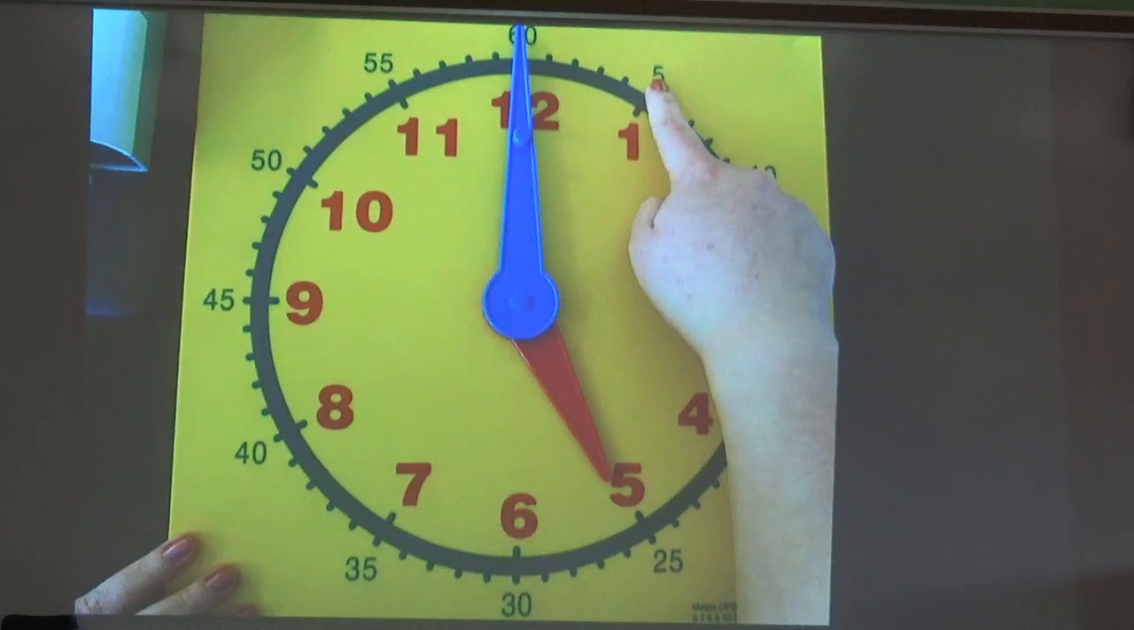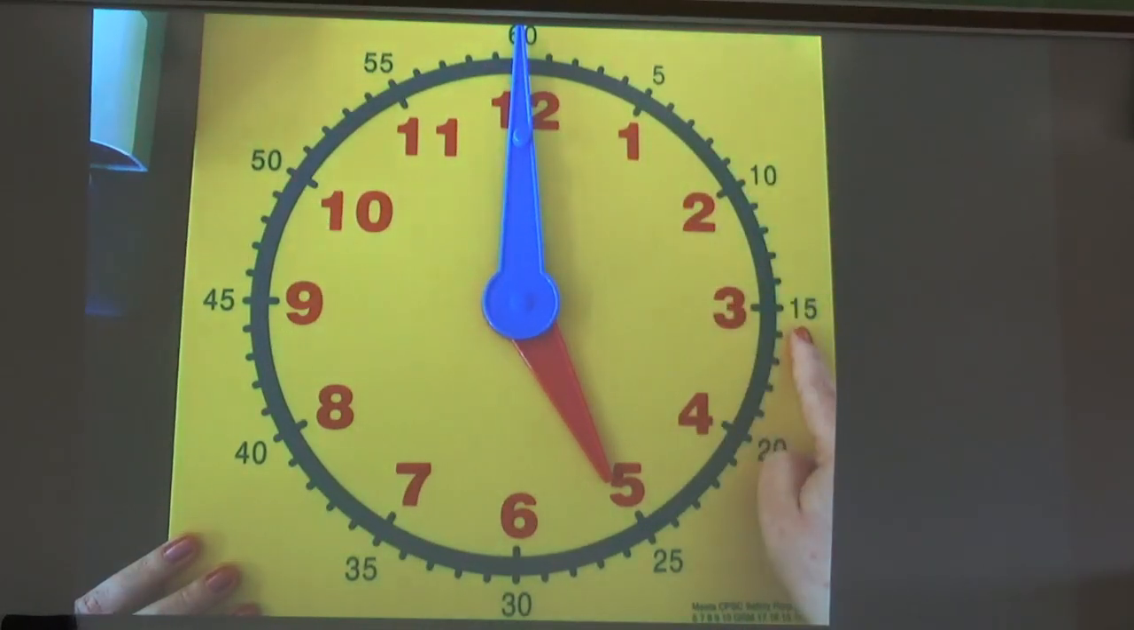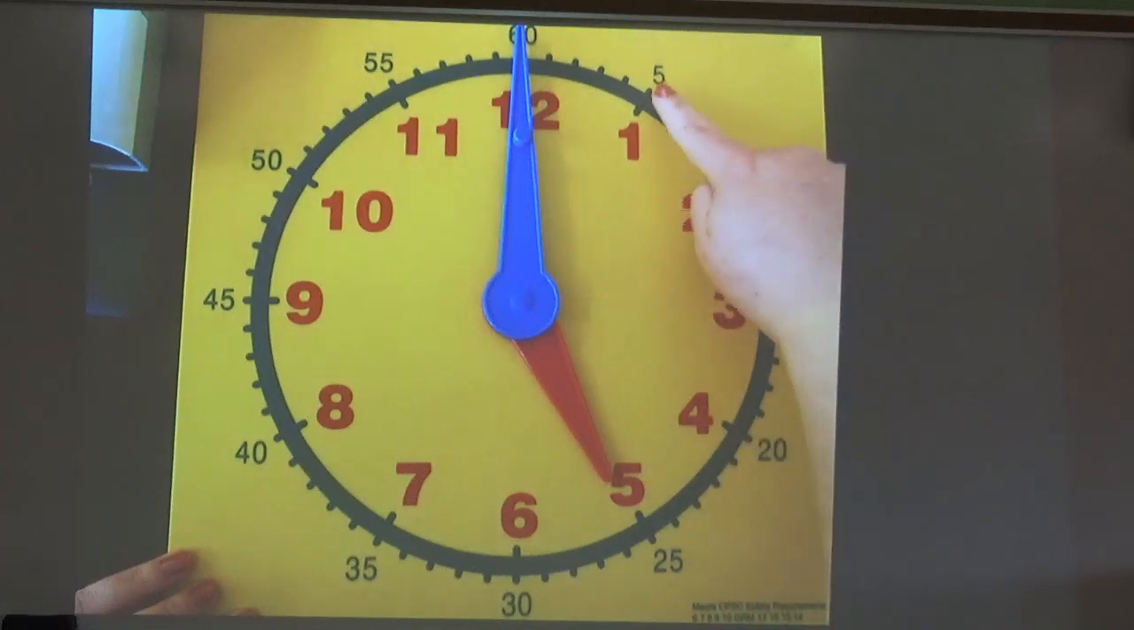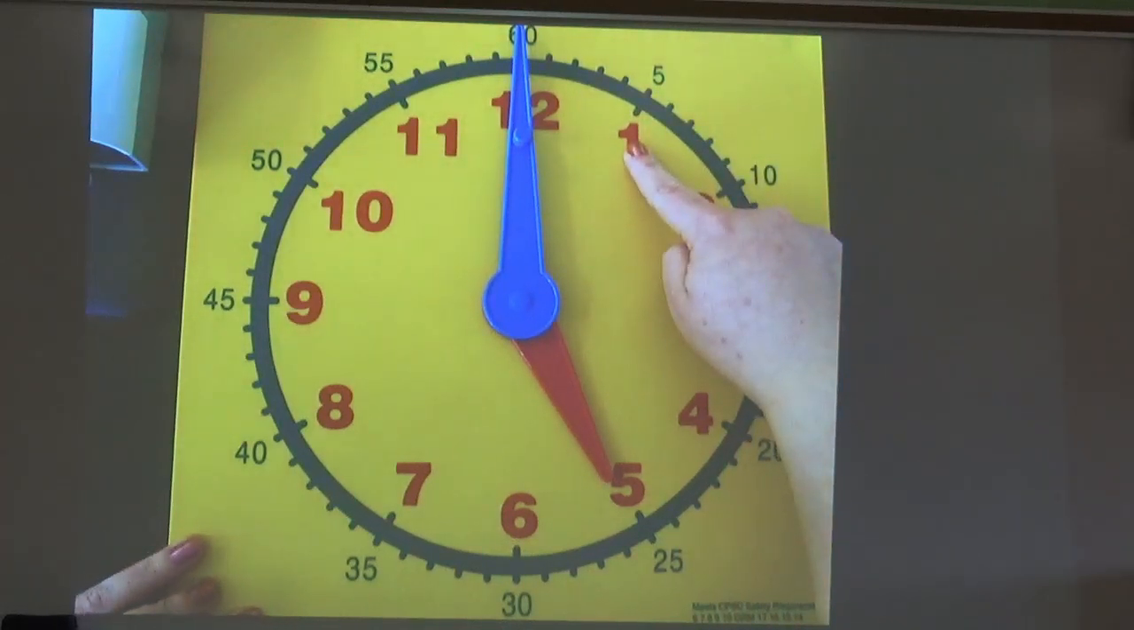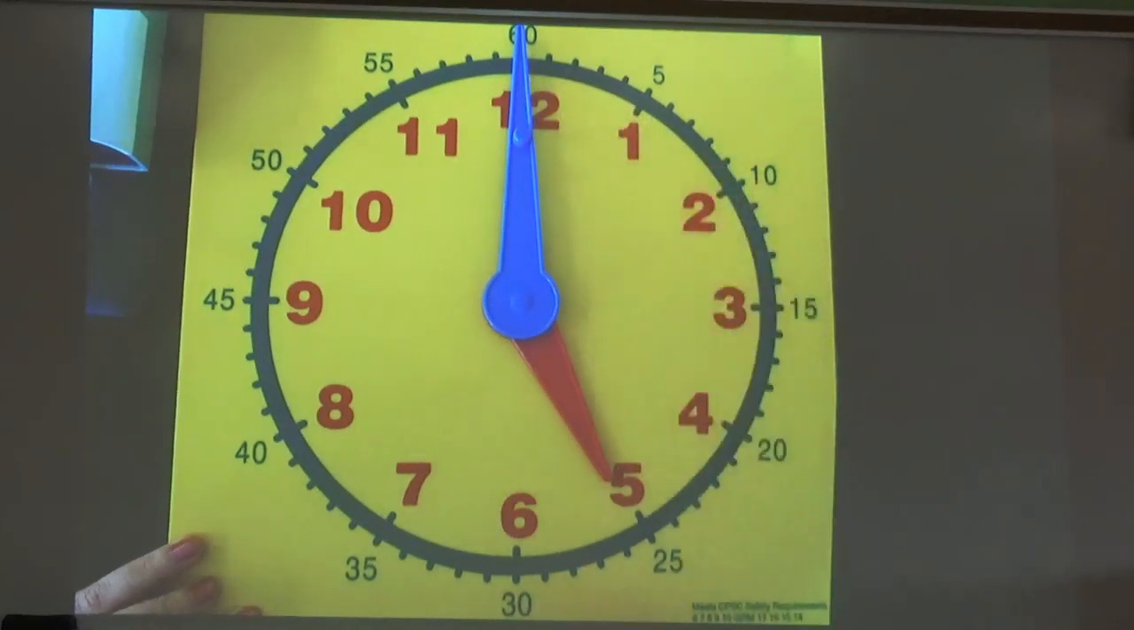As you can see, this says 5. Then we see a 10. Then we see 15 and 20 and 25 and 30 and so on. Did you notice a pattern? If you said we're counting by 5s, you're absolutely correct. We are counting by 5s. If you notice, each of these numbers is next to one of our big numbers on our clock. So each of these little sections is going to be 5 minutes.